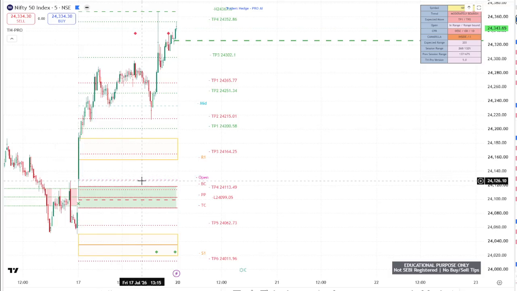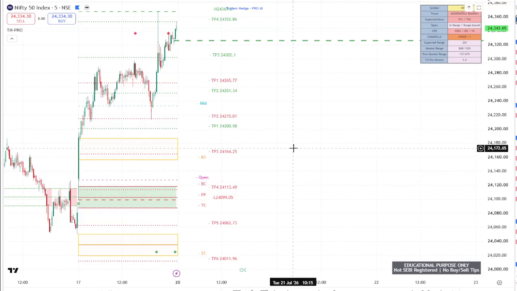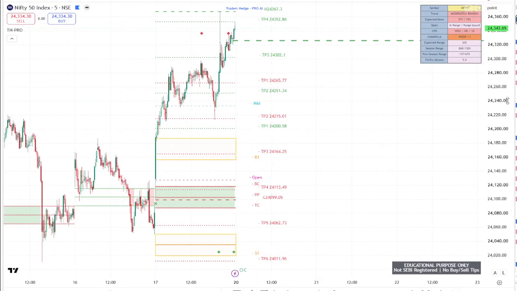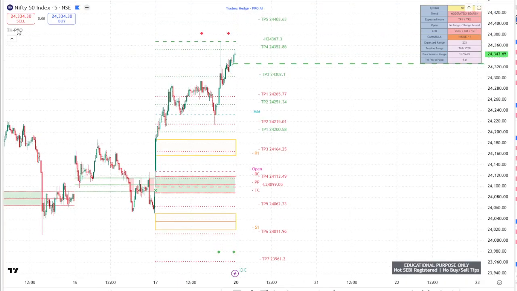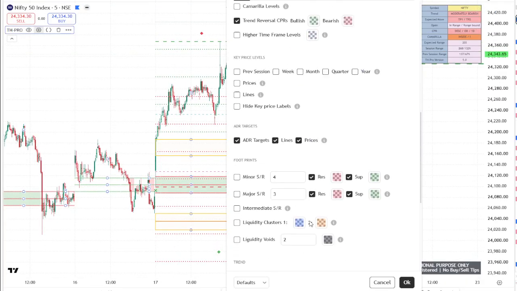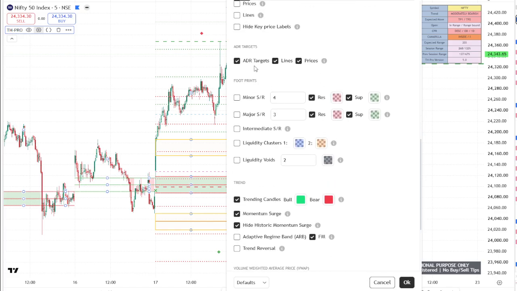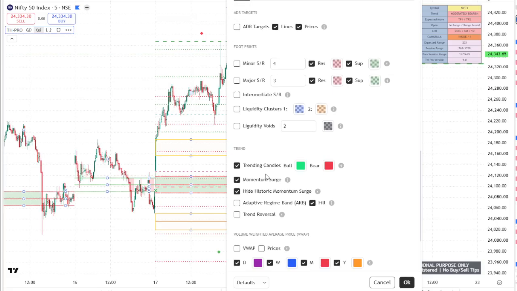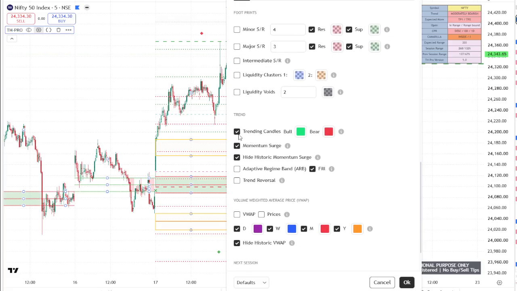Generally, around TP2 and TP3 is the maximum range that the market travels. So when it approaches TP2 or TP3, you can anticipate a reversal in the market. These dynamic targets help us do that. I hope you understood this part, ADR targets. Before coming to the section on minor support and resistance, let me also talk about candlesticks.